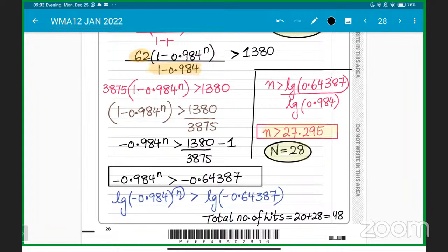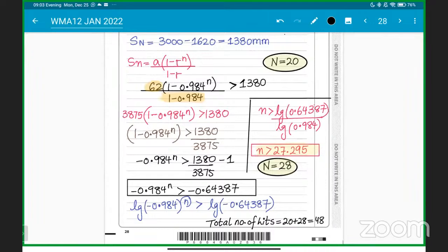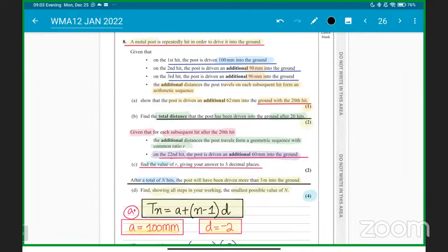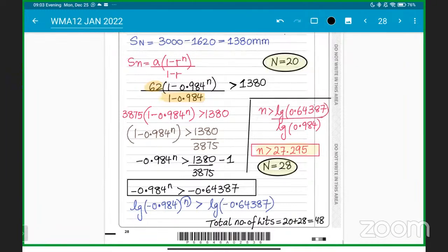Let me explain that. Everyone needs to understand that we already know 20 hits were required from the arithmetic sequence. What we have done in the working is to find out how many more hits are required to cross the 3,000 mark, and that is why from the geometric sequence we need 28 hits. So you add 20 plus 28 to get the total number of hits required to cross the 3,000 millimeter mark for the post to be driven into the ground, which is 48. This should be clear. No problem in this?